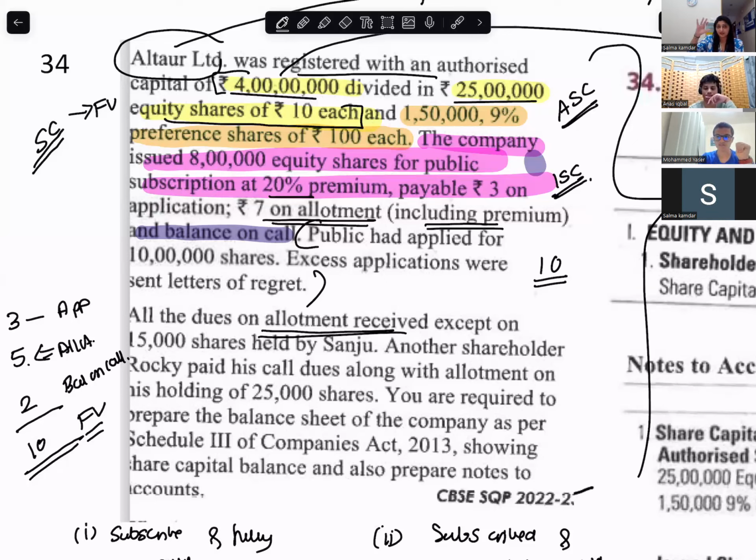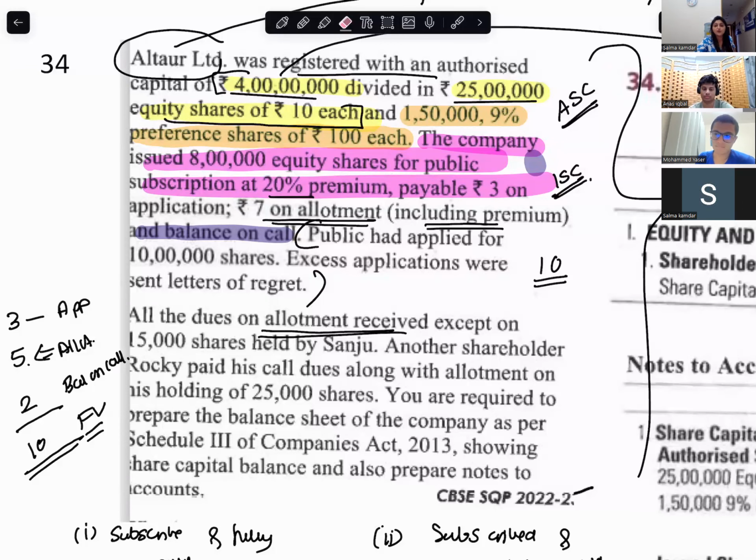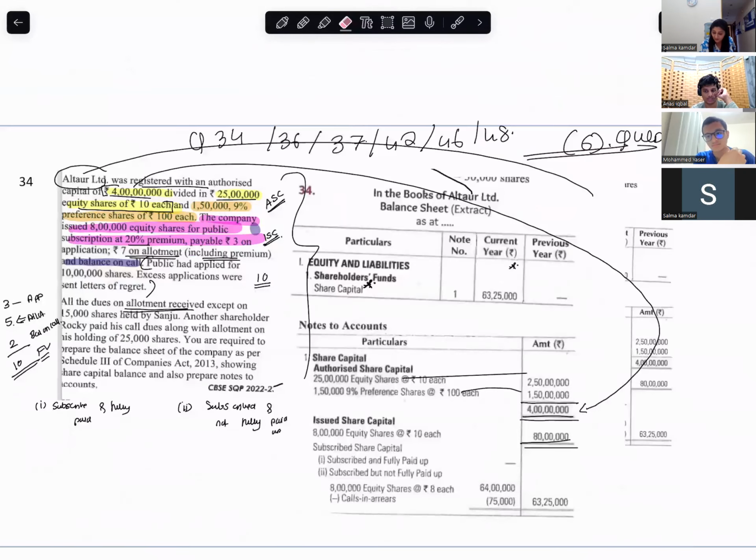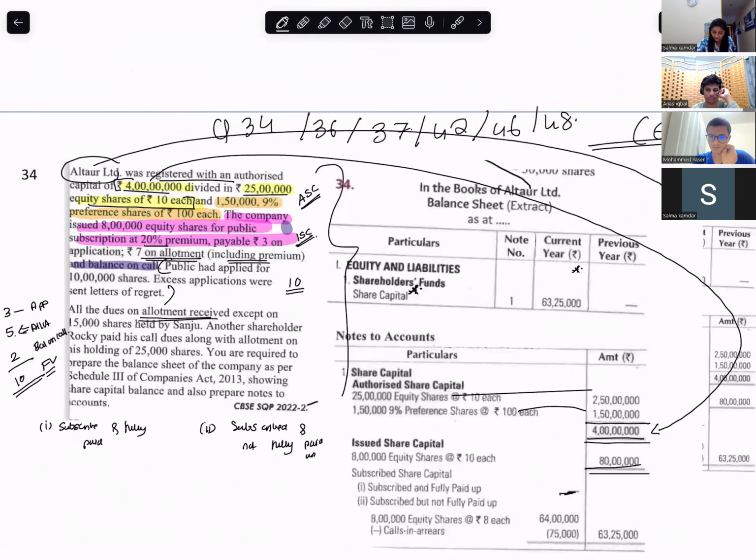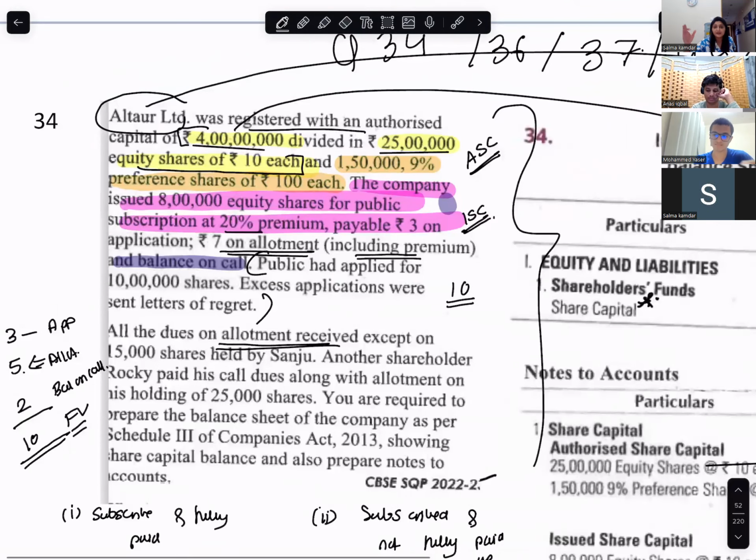Yes. First, understand. Is the full rupees 10 received? No. That means it is subscribed but not yet fully paid up. Are you with me? Yes. So subscribed and fully paid up will be dash because I have not yet called the full amount. So this is subscribed but not fully paid up.